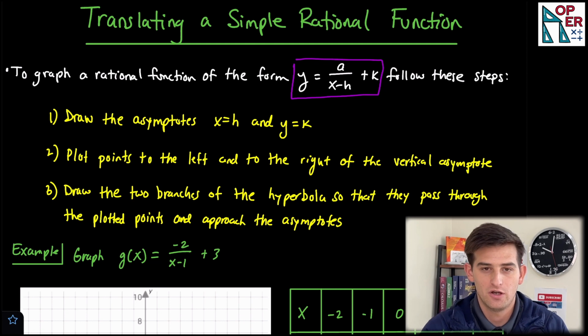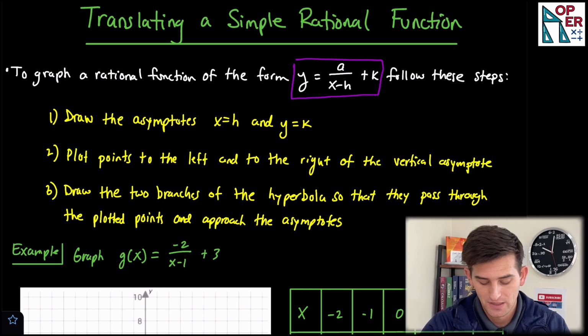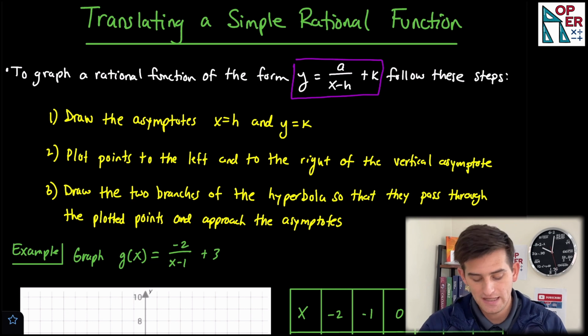So remember, for our simple rational function, or our rational function that is just a number divided by x, we don't have plus anything on x or minus anything. We're not adding anything to y. Then our asymptotes are at the x-axis and the y-axis. So here, essentially, we have to translate the asymptotes as well. So whatever we see for h, that's where we're going to move our vertical asymptote, right or left. And whatever number we see for k, that's how we're going to move our horizontal asymptote up and down.